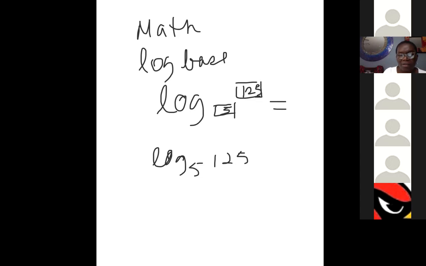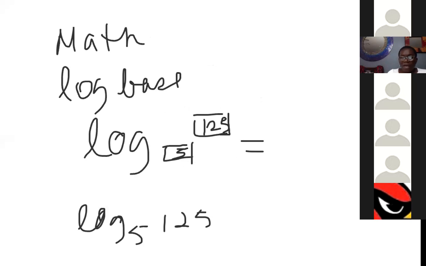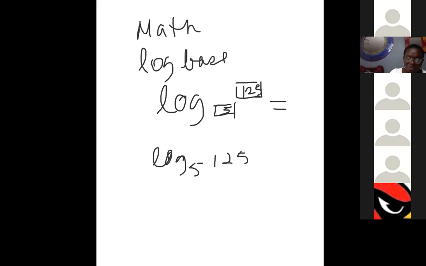It is that easy on the newer versions of the graphing calculator. So if you got a newer version of the graphing calculator, guys, this is a piece of cake.